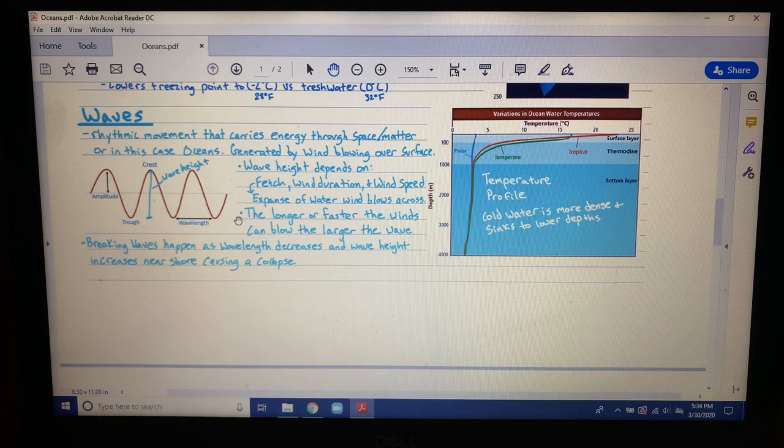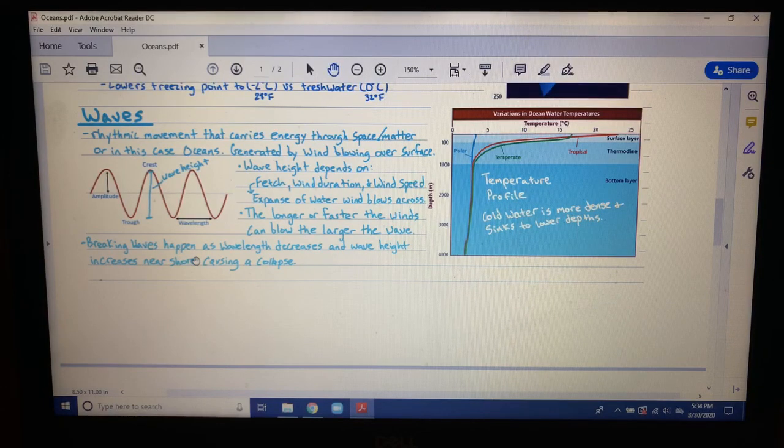So if you have a large body of water, then you need wind to blow for a long period of time. You can have slow winds over a long period of time creating large waves, or you can have fast winds over a short period of time creating large waves that crash almost immediately.